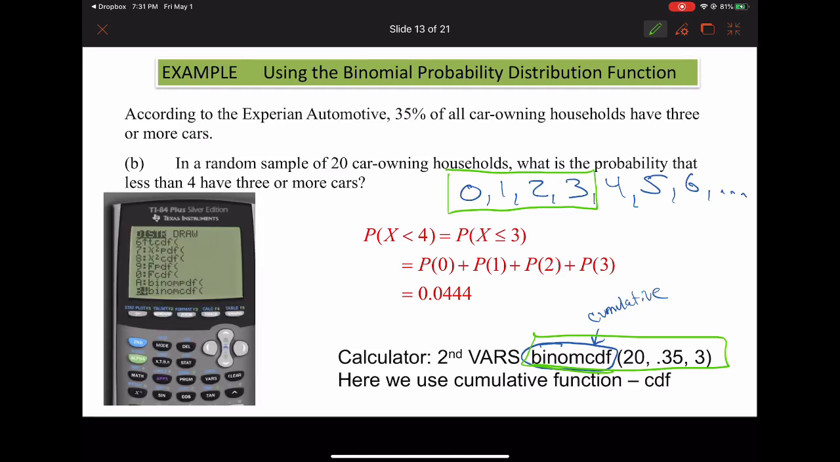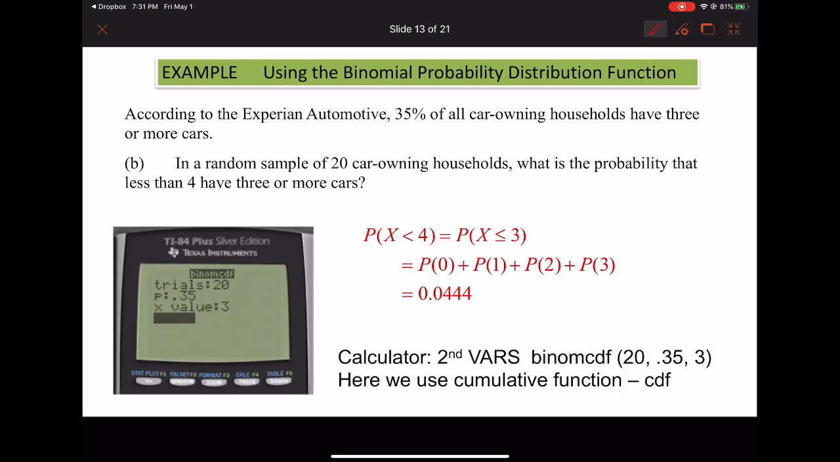So let's look in a calculator. Once again, you do second vars. Then you're going to go down here to B, binomial CDF. This is the one that's going to give you the 3 or fewer. So if it says less than 4, do not put 4 here. Do not put 4 because it is less than 4. 4 is not part of your answer.